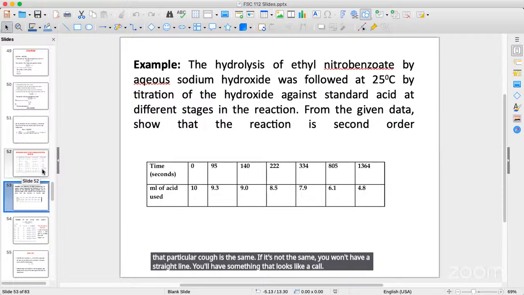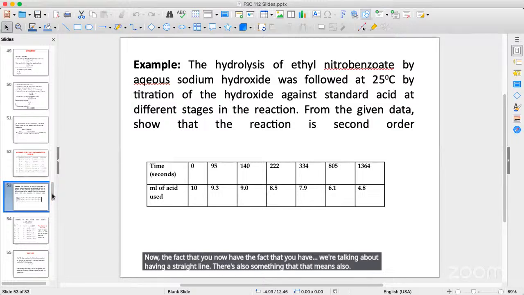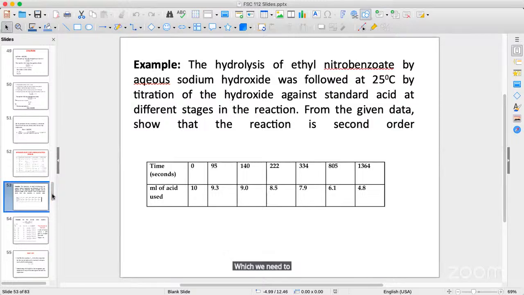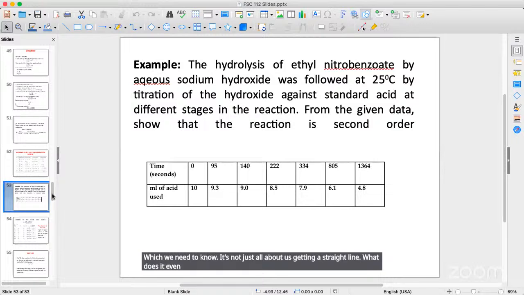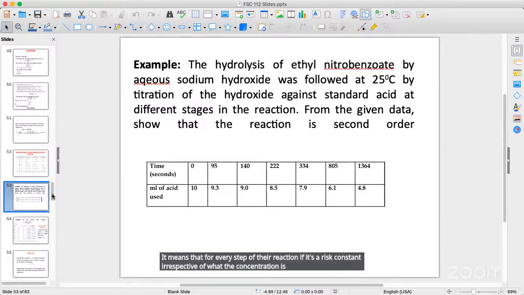Now, we're talking about having a straight line. There's also something we need to know. It's not just all about us getting a straight line. What does it even mean when you're getting a straight line? It means that for every step of that reaction, irrespective of what the concentration is, the rate constant must be the same.